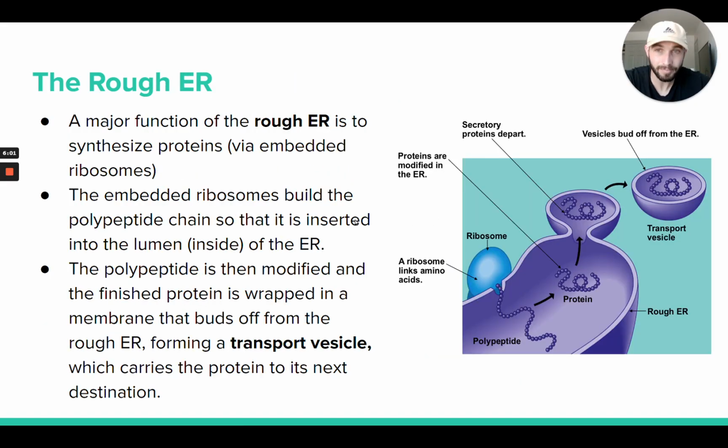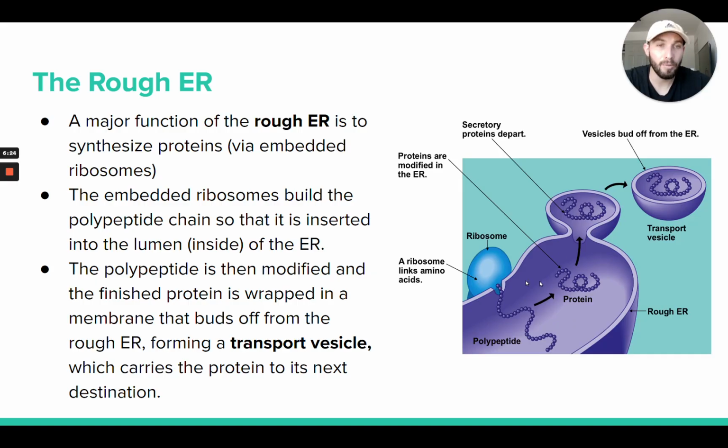The rough ER, this is where a lot of proteins are going to be made, because this is where a bunch of ribosomes are. Here's one here, super zoomed in on the ER. This ribosome is embedded on the rough ER, and that's where proteins are being made. You can see this one is building a protein. These amino acids are getting put together, and it's going to fold up into a protein. This is happening inside the rough ER.